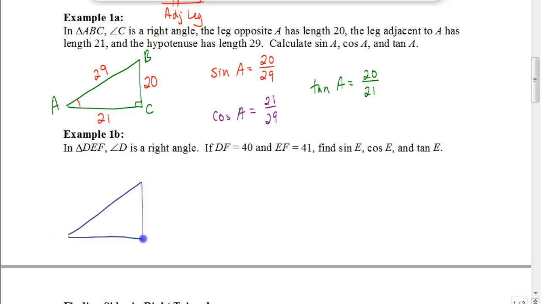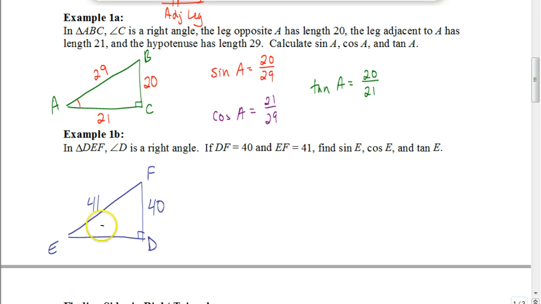Now let's look at the next one. The next one we're dealing with is triangle DEF, where angle D is the right angle. Let's label this one D, this one E and this one F. Then it says DF is 40, so this one here is 40. And EF is 41. Well, that's all they give me there.